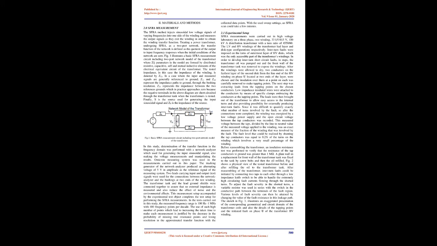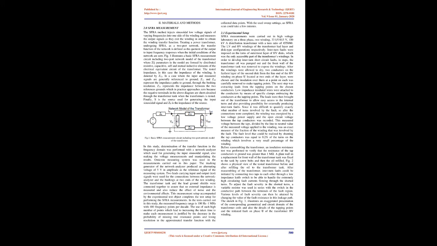Fig 1 illustrates a basic SFRA measurement circuit including a two-port network model of the transformer, where Z parameters in the model are formed by distributed resistive, capacitive, self and mutual inductive elements of the electrical equivalent circuit of the transformer. The tested impedance, in this case the impedance of the winding, is denoted by Z12. In a case where the input and measured signals are generally referenced to ground, Z11 and Z22 represent the impedance paths to ground, through the bushing insulation.